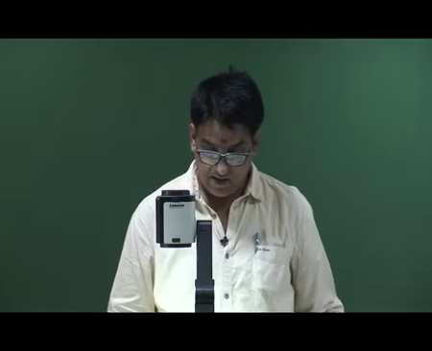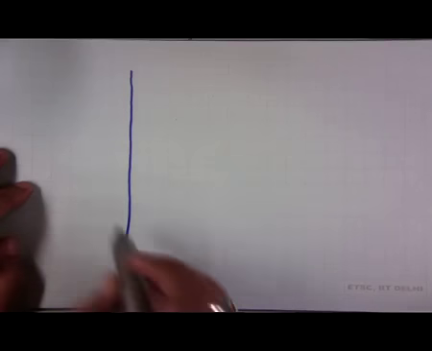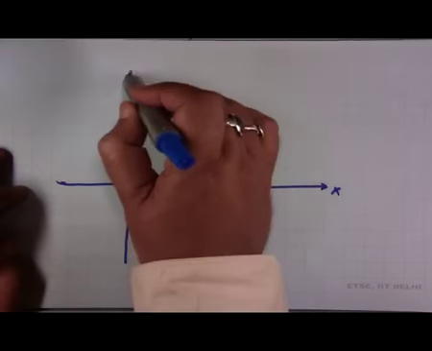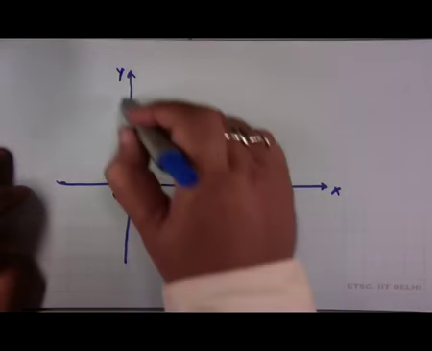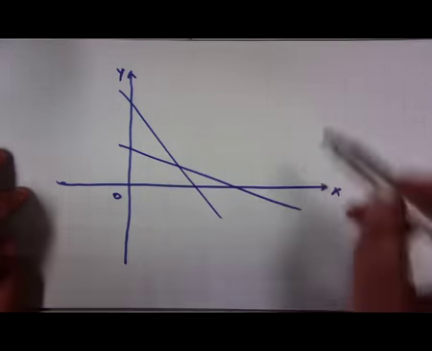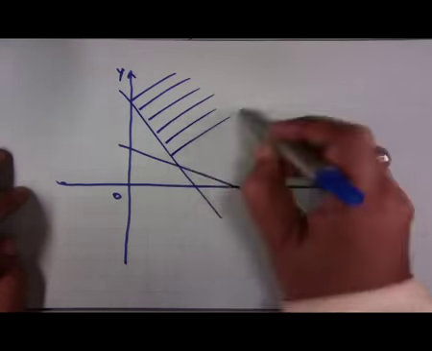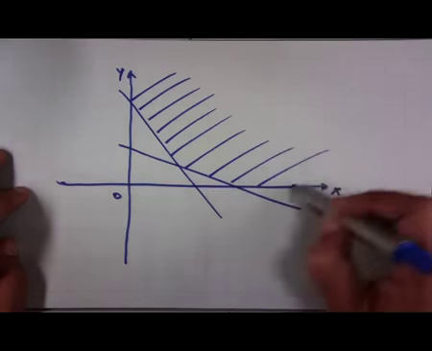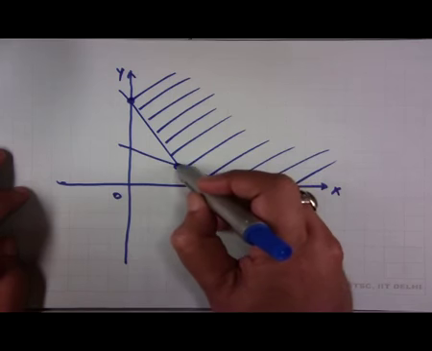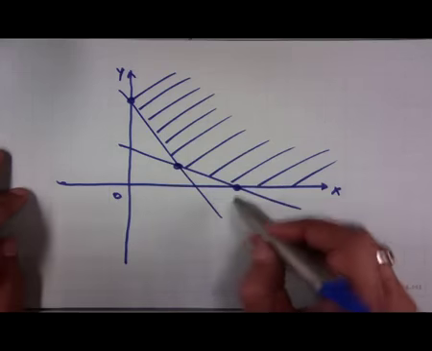Let us consider another region which is defined by different constraints, and say this is like this, and the common region for both the constraints is this, and the corner points for this region are, say, A, B, C.